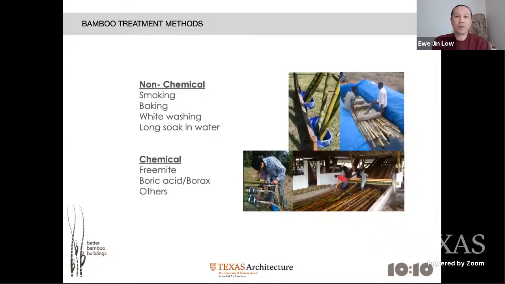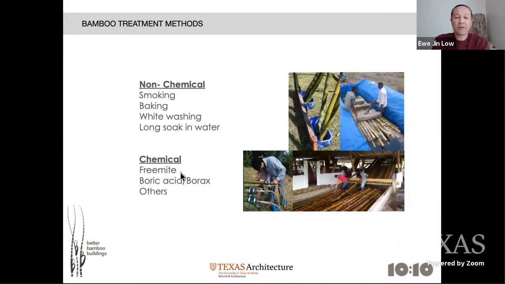So if we look at bamboo treatment methods, right, there are many methods from the past, non-chemical or chemical. With non-chemical, traditionally, people have smoked bamboo before. They've smoked it, they've baked it, and they've also whitewashed it, right? And some of them soak it in seawater as well. So these are more the traditional methods in remote areas where they cannot afford even to buy chemicals. And that's been done traditionally, especially in Asia, in India, in South America.